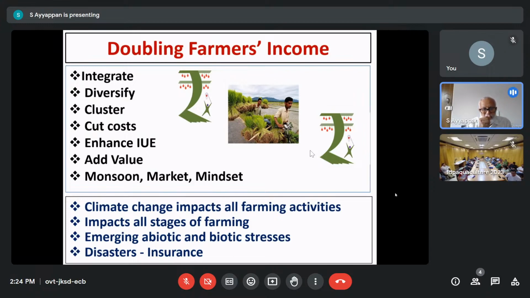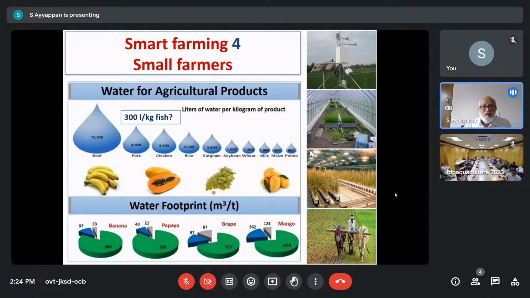So now these are a few things, and also the same challenges are emerging: abiotic and biotic stresses, disasters. That's where insurance is being talked of, both in agriculture crops and in aquaculture. Now, what does it take to produce a kg of food or a ton of food? You will be surprised. One kilogram of paddy requires 1,600 liters of water. That is the kind of water demand.